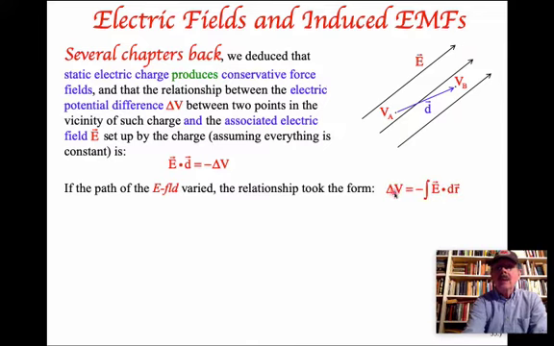So delta V between 2 points equaled minus the integral of E dot dr, or if the field and everything was constant, just E dot d was equal to minus delta V. Okay. And you got pretty comfortable with that relationship.